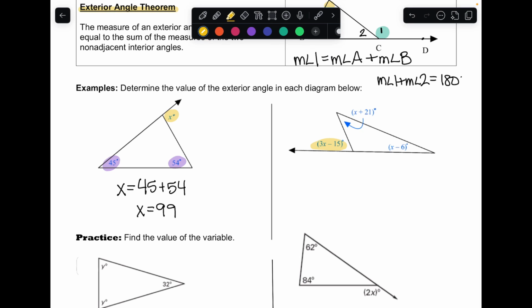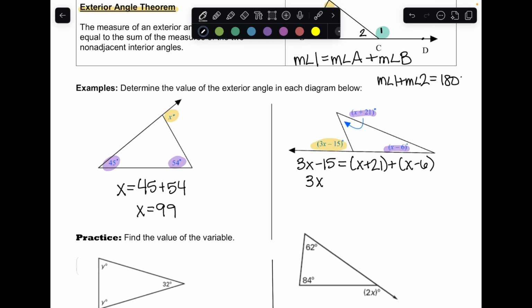Here's my exterior angle. Here are my two non-adjacent interior angles. So I'm going to set my exterior angle, my yellow angle, equal to the sum of those non-adjacent interior angles. I get 3x minus 15 is equal to x plus 21 plus x minus 6. And now the geometry part of this is done. I'm just going to solve here and combine like terms.